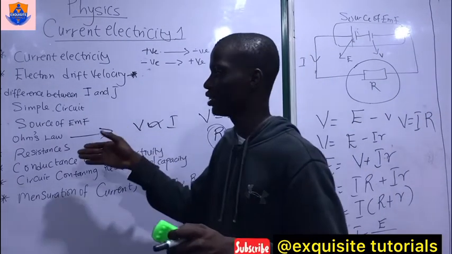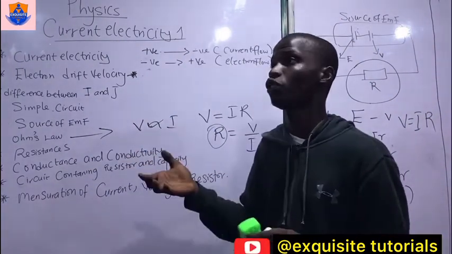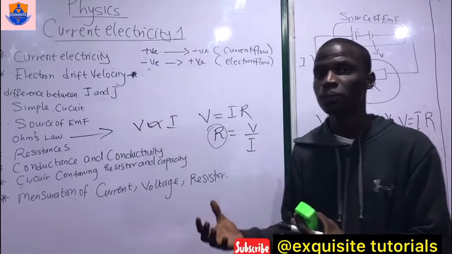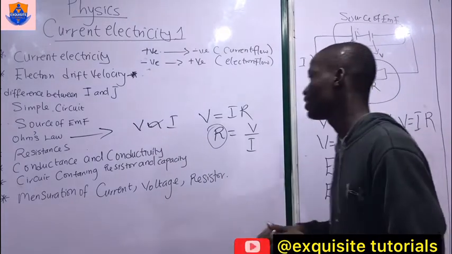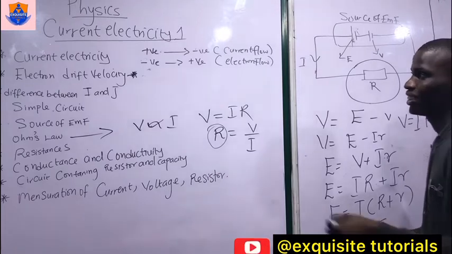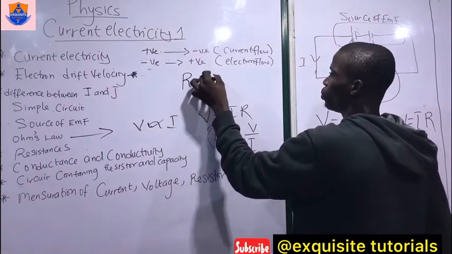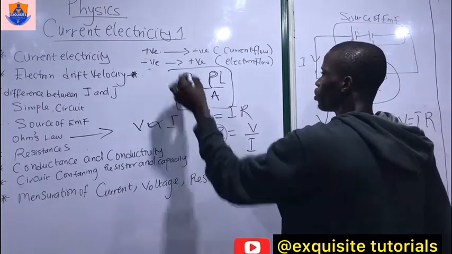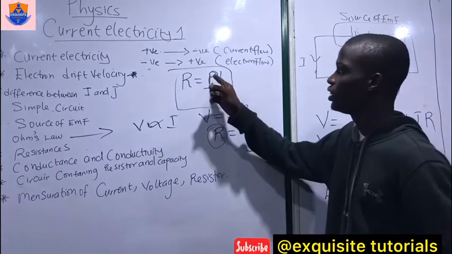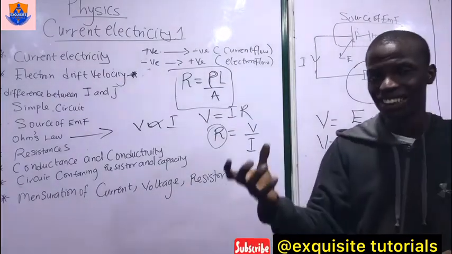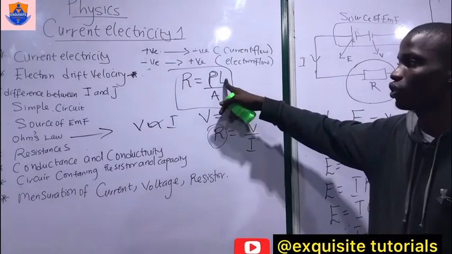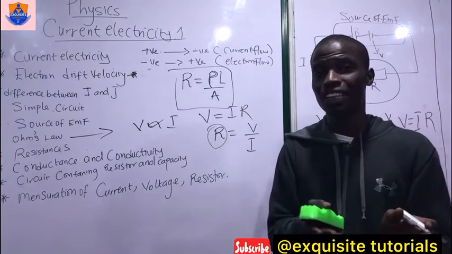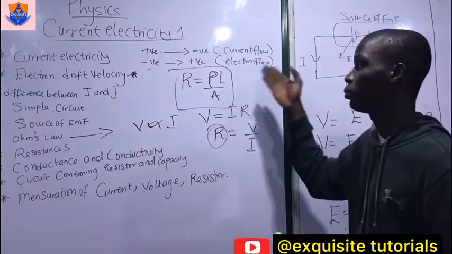Then resistance is the ability of a substance to oppose the flow of electrons passing through it, while a resistor is a device that opposes the flow of current through it. Now resistance can be calculated as R equals ρL over A. This is the formula for calculating resistance, where ρ is the resistivity, L is the length of the conductor we are dealing with, and A is the cross-sectional area.